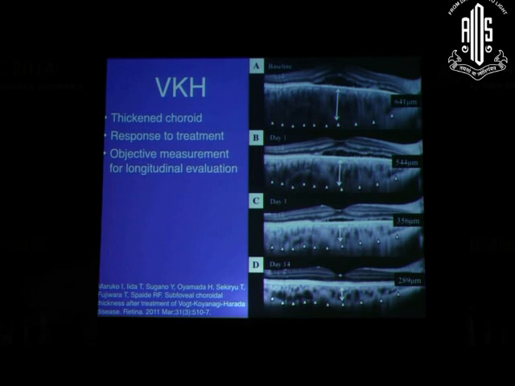But one disease in which OCT is definitely helpful is VKH, where if you don't have much inflammation, looking at OCT choroidal thickness will definitely help you in diagnosing VKH, and it's definitely more sensitive when compared to B-scan in looking at choroidal thickness. And you can look at the choroidal thickness over a period of time when you start the treatment for these patients, and see the choroidal thickness coming down.